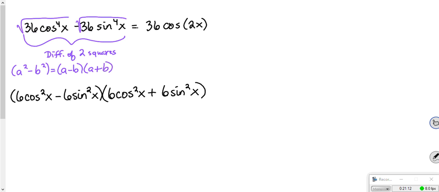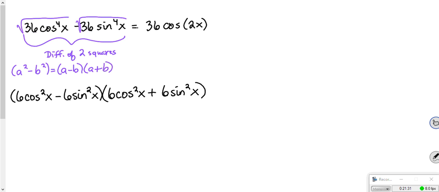Okay, again, take the square root of both sides. Square root of 36 is 6. Square root of cosine to the 4th is cosine squared. Okay, so one of my binomials has a minus, one of them has a plus. That's the first step. Now, that's the difference of two squares formula.